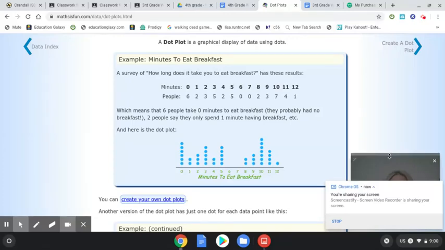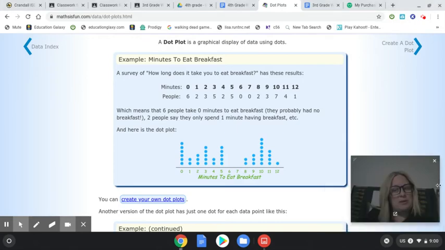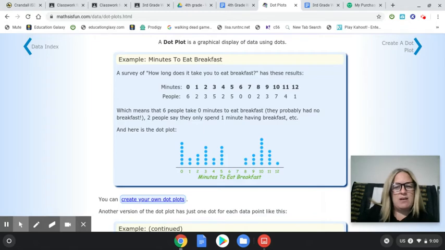Hey guys, I just wanted to go over a dot plot again. We have gone over dot plots before, but I feel like these dot plots are a little difficult because there are just so many numbers involved. So I wanted to go over this dot plot, and hopefully we will have a better understanding whenever we're all done.